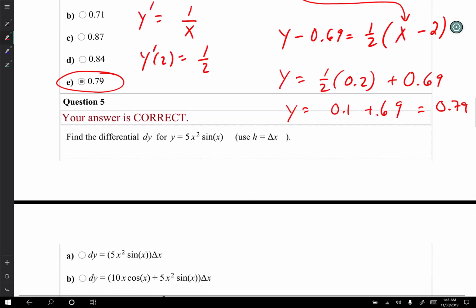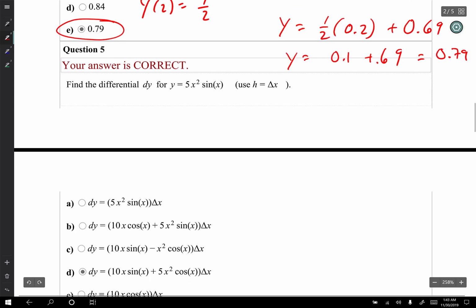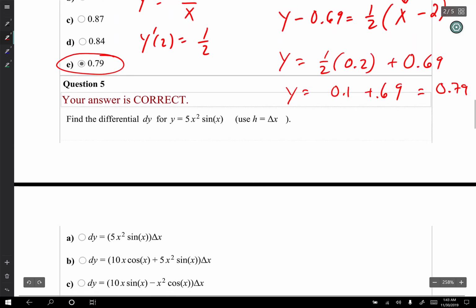All right, here we go. Find the differential dy for y equals. All right, so that means pretty much take my derivative, guys, just like we did on Monday's notes. Well, we haven't even done Monday's notes yet, right? So here I am, I'm already getting ahead of myself. All right, so just take a derivative.